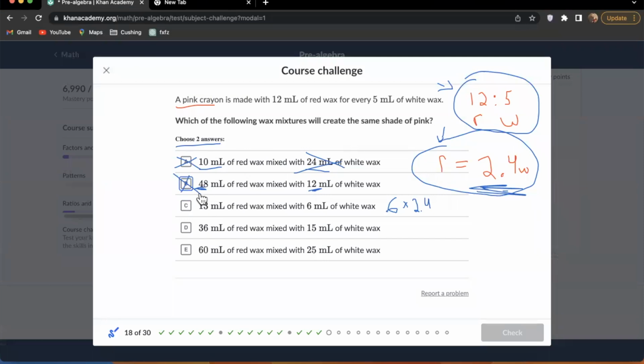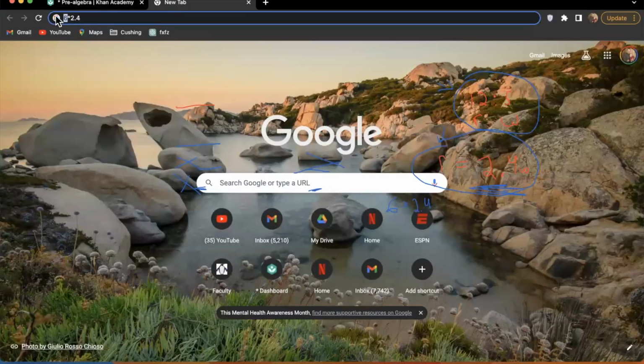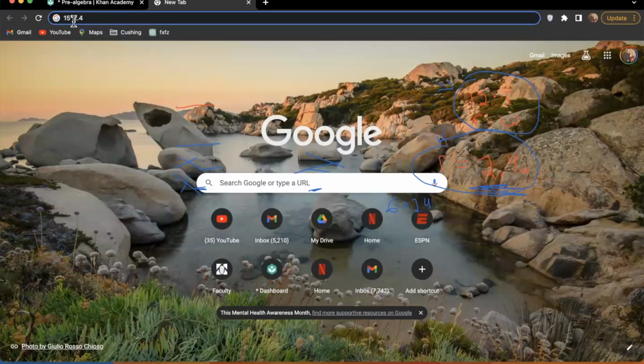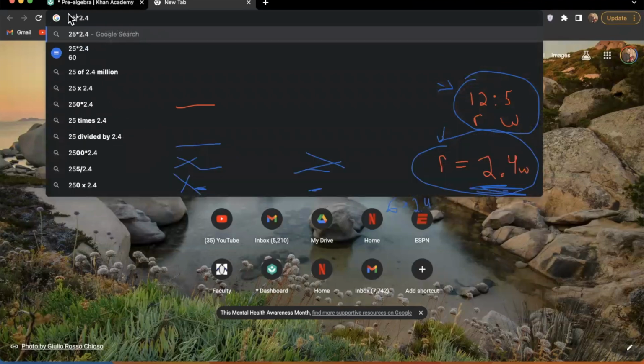I'm going to say by process of elimination, it should be D and E. But the way we can check this is you can do the white times 2.4. So it'd be 15 times 2.4, and you're going to hope that gives you 36. Yes. And then 25 times 2.4, and you're going to hope that gives you 60, which it does.